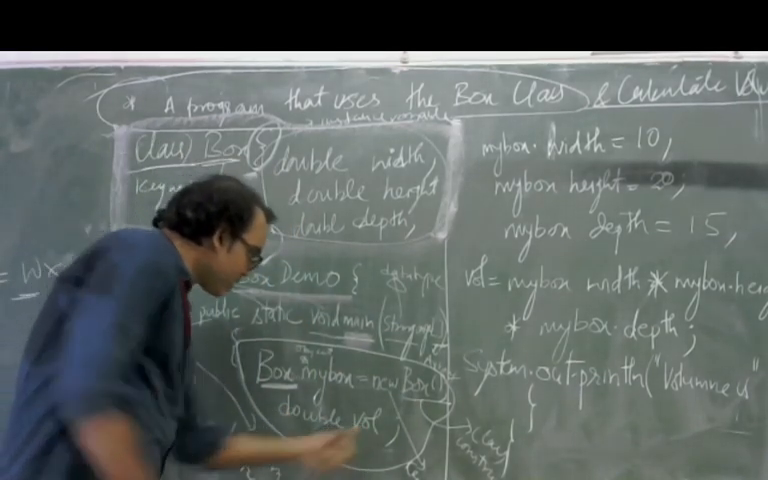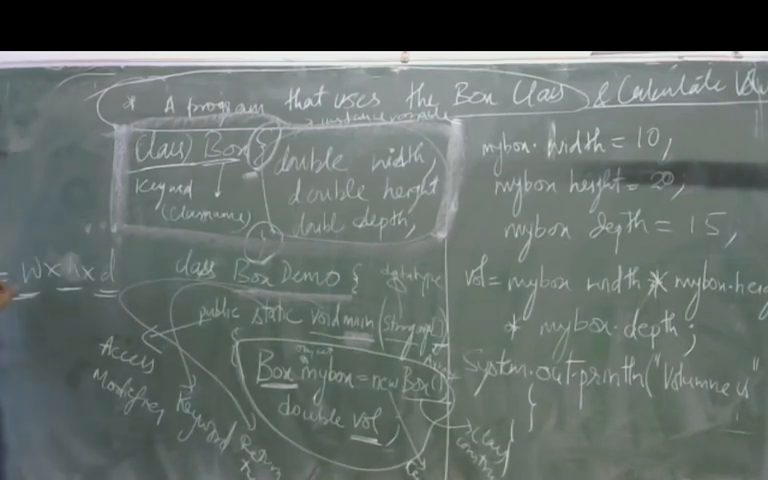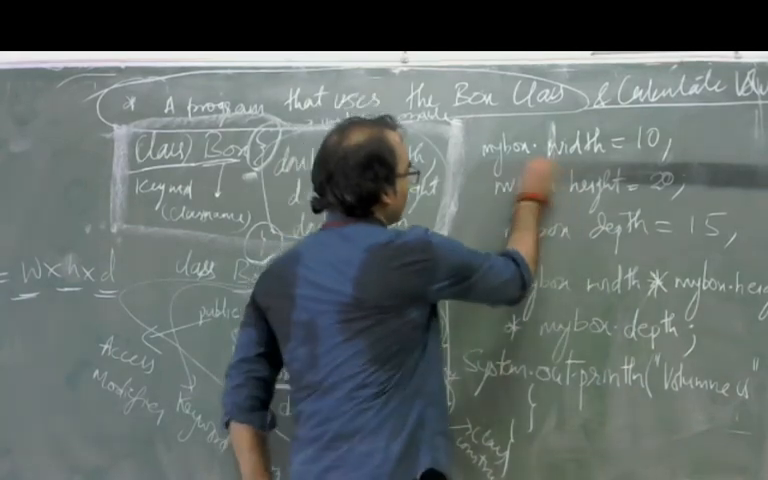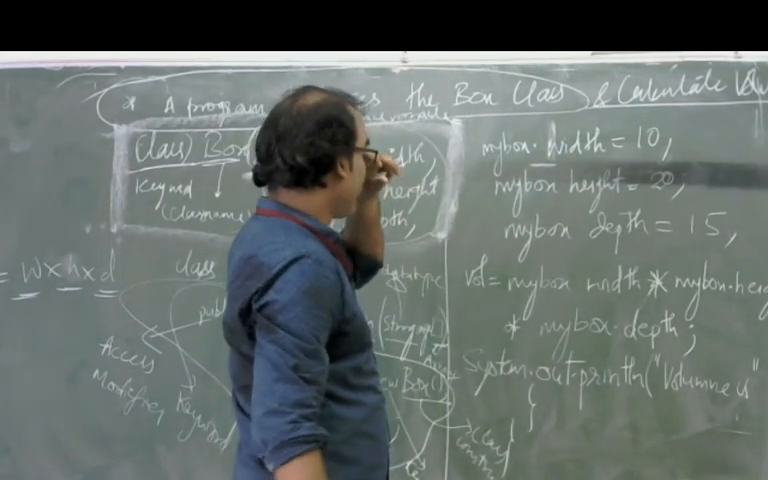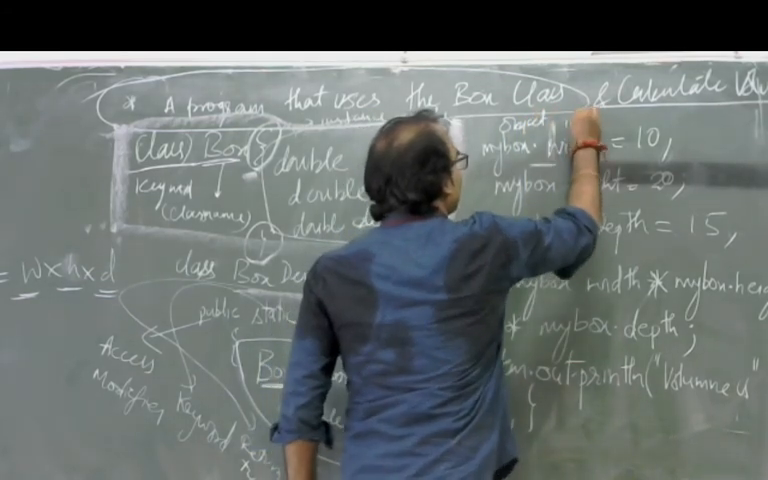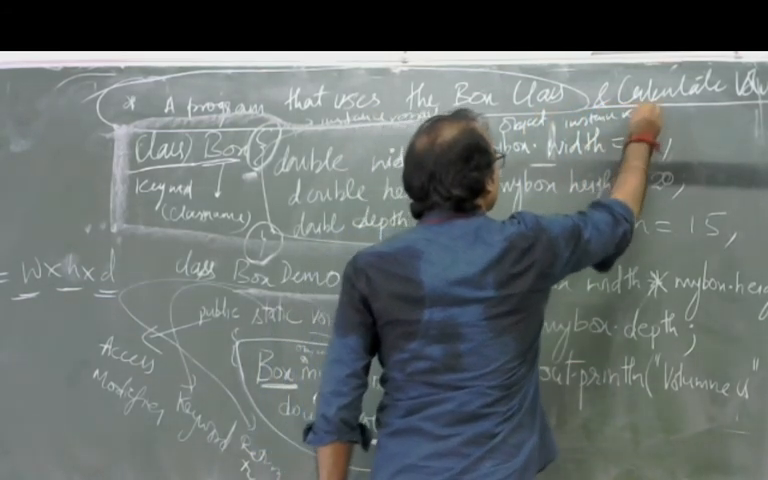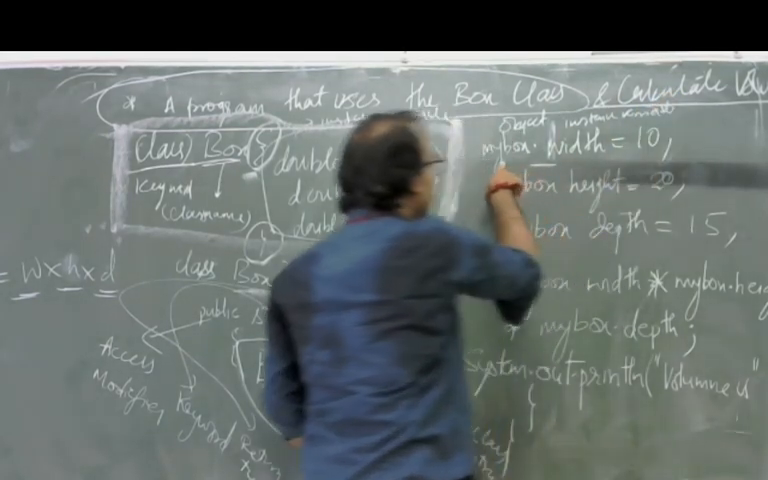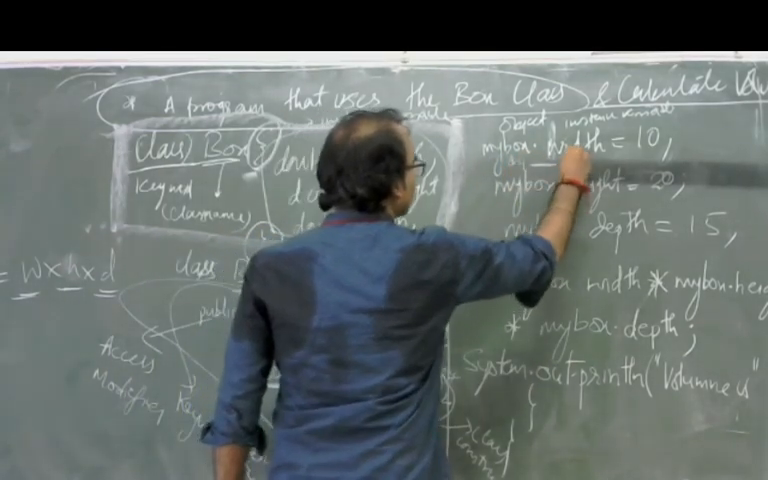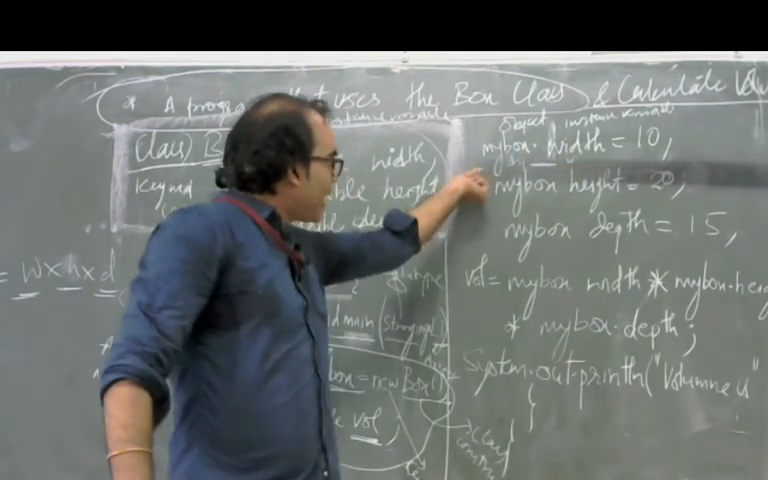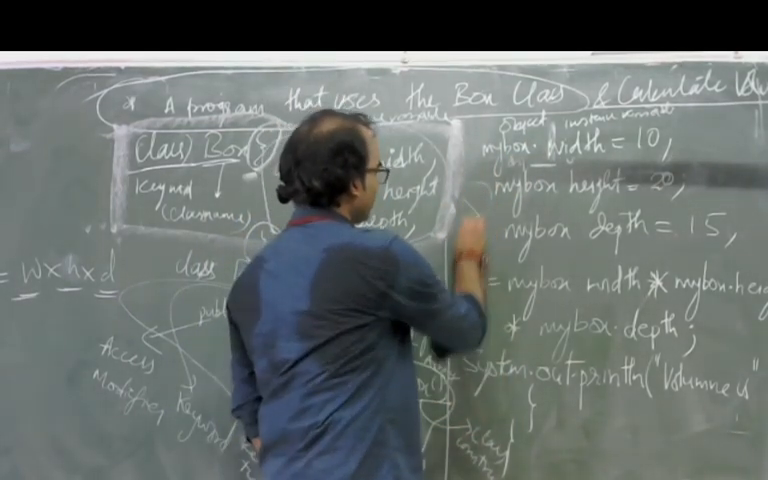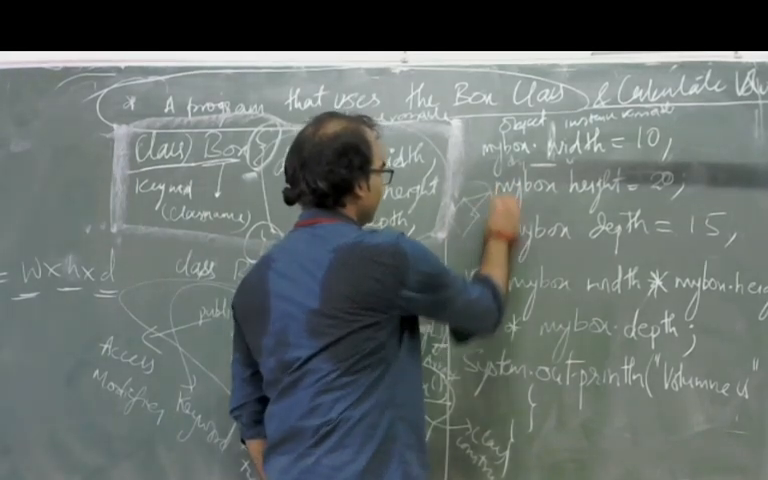Then we define double volume. We know our definition, width cross height cross depth. Now let's go ahead. This dot operator is used to connect the variable with our object, with our instance variable, which is defined in our class template. myBox is an object which is defined here, and this is an instance variable defined in the class. So myBox dot, and now this object is getting shaped.